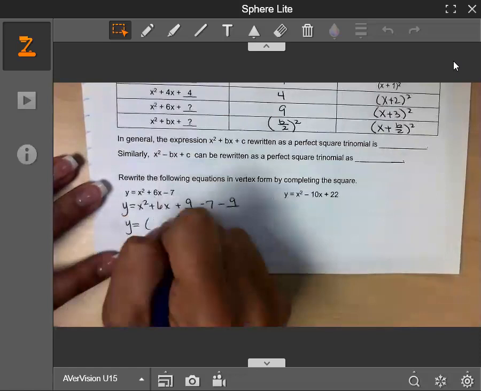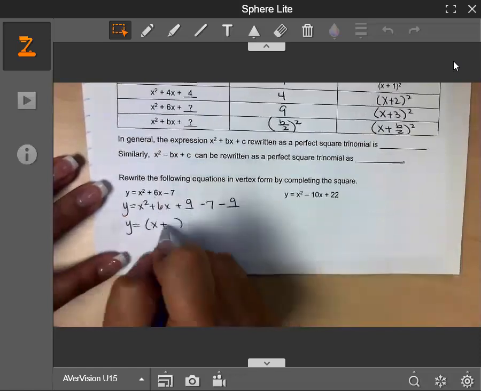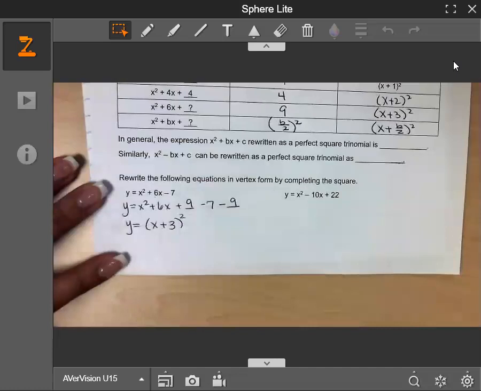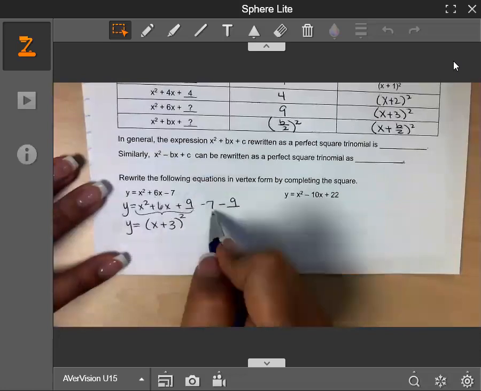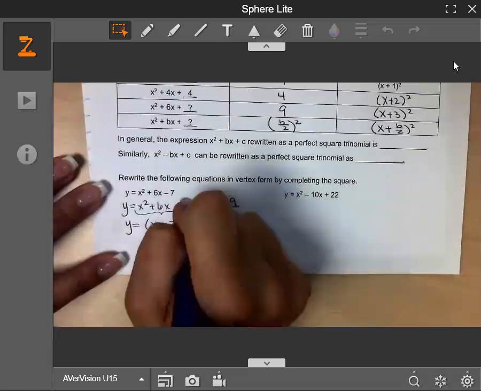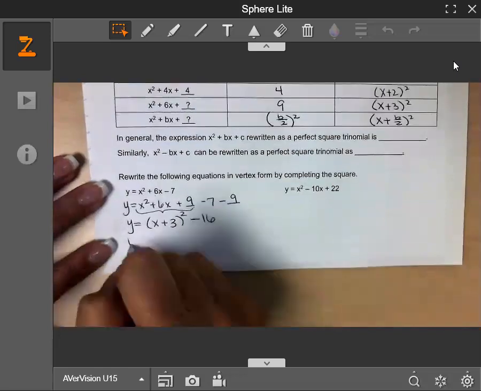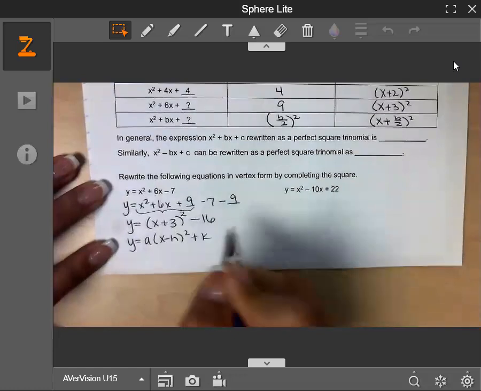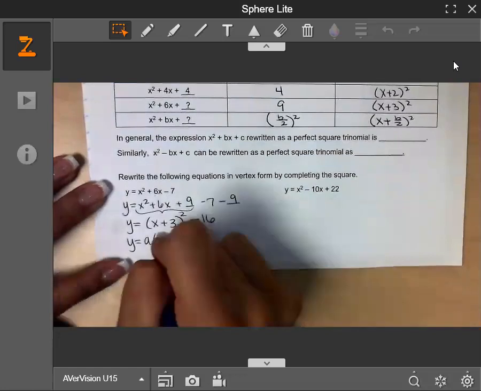We know that this right here is a perfect square trinomial, so it factors to be x plus b over 2, so 6 over 2, which is 3, squared. So I factored this part of it. Now -7 and -9 is -16. And so look at that, we are now in vertex form. Remember that is x minus h squared plus k. So my h there would be -3 and my k would be -16.